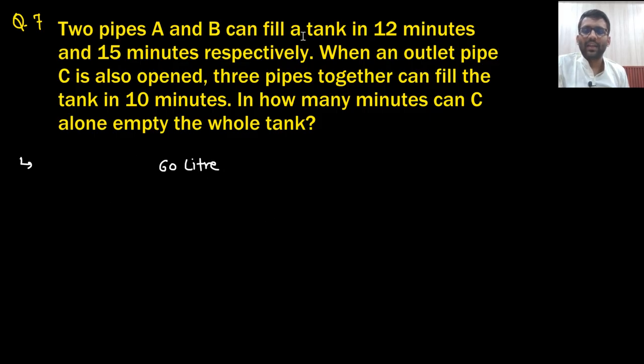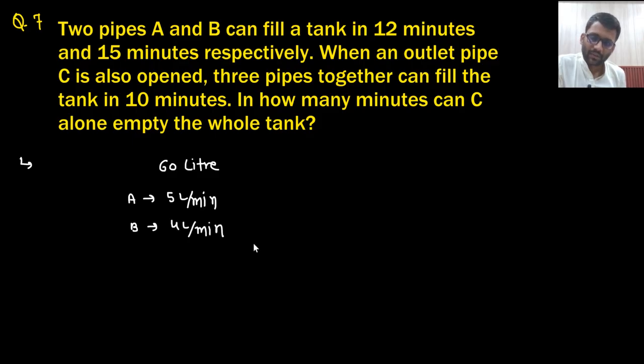Two pipes A and B can fill the tank in 12 minutes and 15 minutes respectively. So A can fill the tank in 12 minutes, so 5 liters per minute. And B can fill the tank in 15 minutes, which means 4 liters per minute. When outlet pipe C is opened, the 3 pipes together, A plus B plus C, can fill the tank in 10 minutes. That means 6 liters per minute.